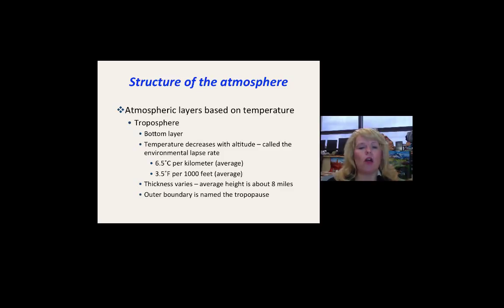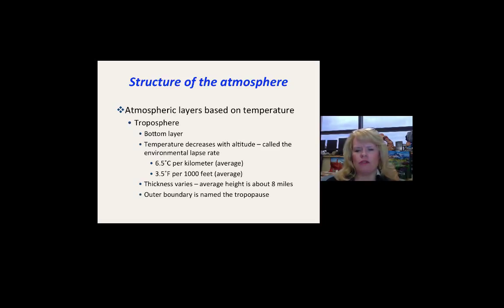Atmospheric layers are layered according to temperature. The troposphere is the layer that we live in, it's the bottom layer, and the temperature decreases with altitude, called an environmental lapse rate. It is 6.5 degrees Celsius per kilometer on average and 3.5 degrees Fahrenheit for every 1,000 feet on average. That's depending on whether it's wet or dry.